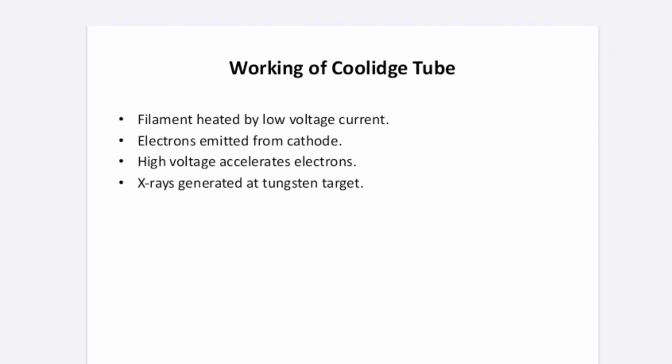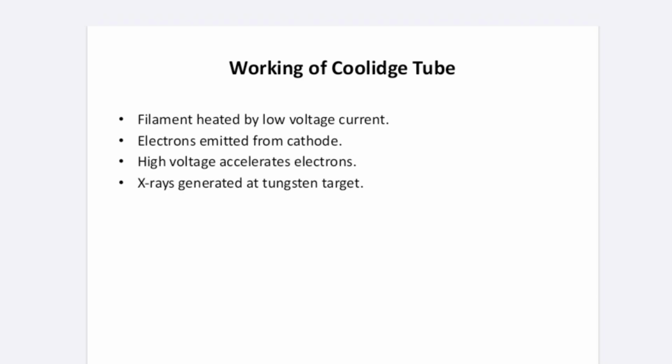So next is about the working of a Coolidge tube. The filament is heated by a low voltage current, and the electrons are emitted from the cathode. The high voltage accelerates the electrons, and the X-rays are generated at the tungsten target at the anode. The new tube designed by Coolidge made use of the thermionic emission principle, so it is also called a hot cathode or electron tube. The tube is highly evacuated so that there is no air or gaseous material, and so there is no production of electrons by the process of ionization.